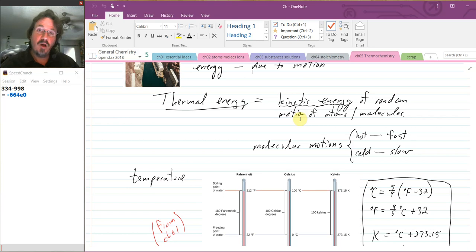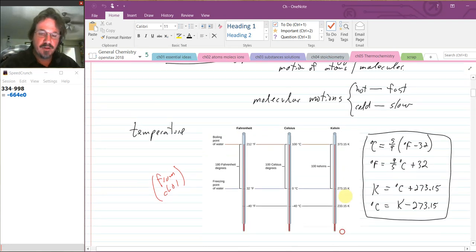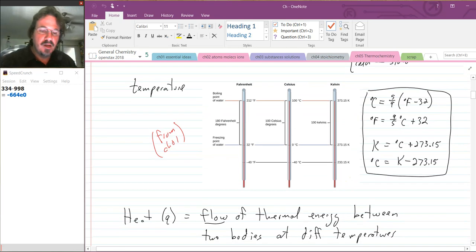The faster they go, the higher the kinetic energy they have, and we would say that that substance has more thermal energy. Alright, so high thermal energy would be a hot substance, or low amounts of thermal energy would be a cold substance. To measure that thermal energy, we need to talk about temperature. This was actually introduced way back in chapter 1, but temperature will measure that thermal energy, that is to say the kinetic energy of the molecular motions.